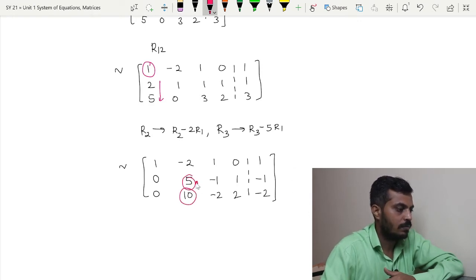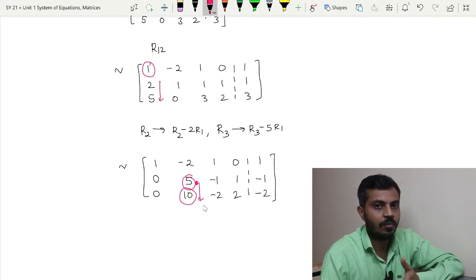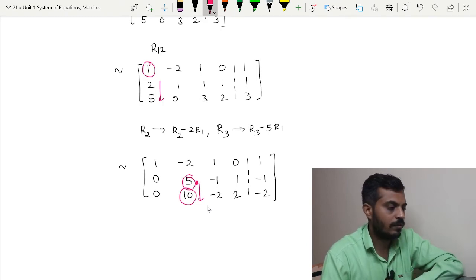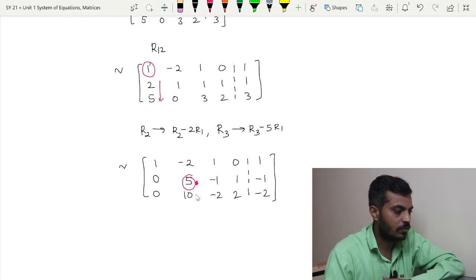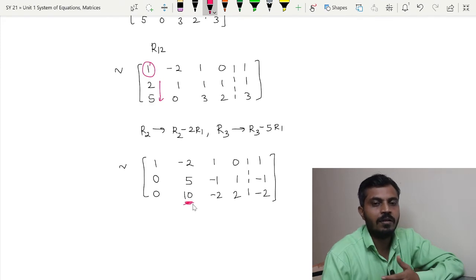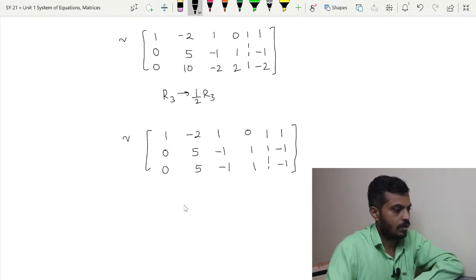Now we have to take the help of this 5 to make this 10 as 0, but you will see that making that 5 1 will put us in trouble because we will get fractions if we divide by 5 to the second row. So instead of doing that, what I will do is I will divide third row by 2, because if you divide third row by 2 then you will get 5 there, and that will be easy for us because I will get 5 there and simply I can subtract R3 minus R2. So I will say now I will perform R3 minus R2, this will be equivalent to.